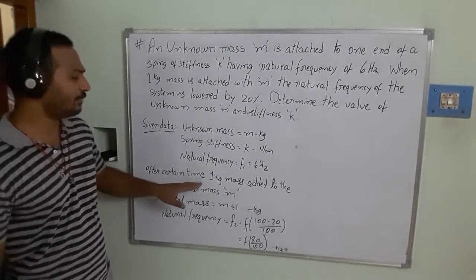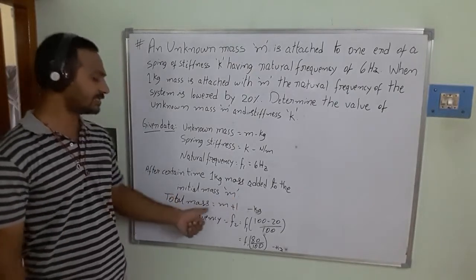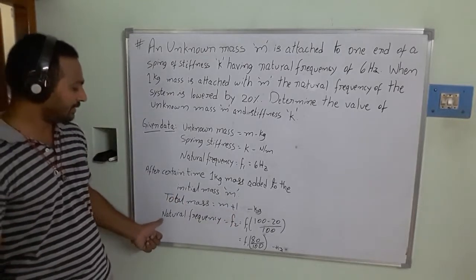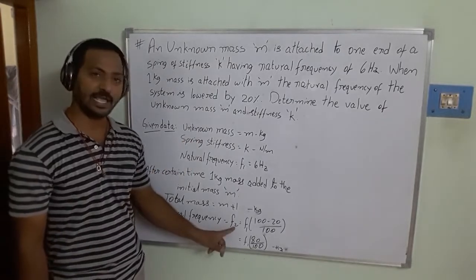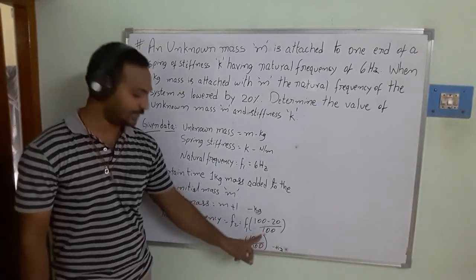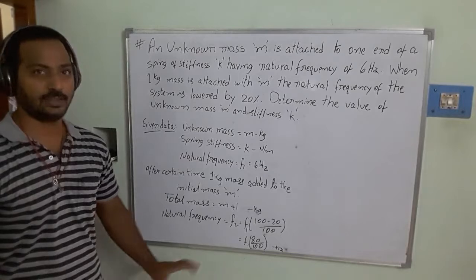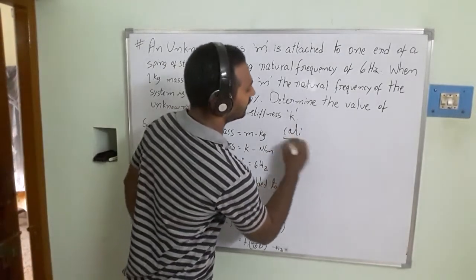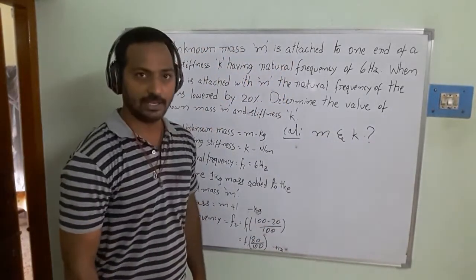After a certain time, 1 kg of mass is added to the initial mass m, so the total mass is m plus 1. The natural frequency after adding the 1 kg to the initial mass is f2 equals f1 into (100 minus 20) by 100, so f2 equals f1 into 80 by 100. What we want to calculate is very clear: the mass of the system and the stiffness of the system.